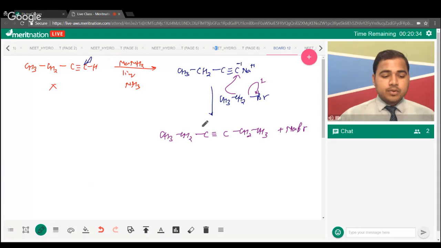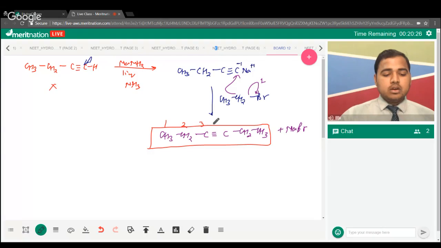So finally we got the answer. If you are going to do the IUPAC name, then students, this will be our longest chain, and this will be 1, 2, 3, 4, 5, 6. You can start counting from the right-hand side also, because it will be the same. So this is hex-3-yne, or 3-hexyne.